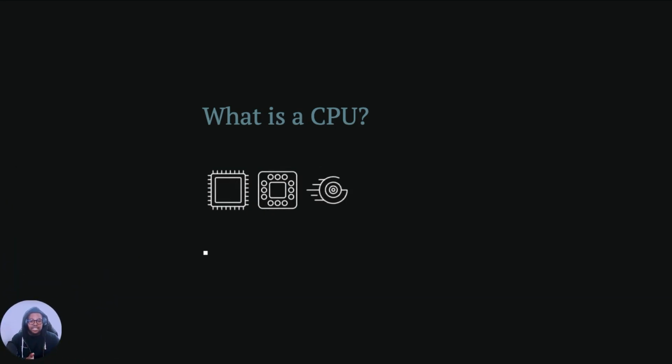If you've ever taken an introductory course in computer science, you're told that the CPU is the brain of the computer. But what does that even mean? The CPU means central processing unit, and quite literally, it is the brain of the computer. So every decision, every calculation, every logical operation flows through it, just like our brain processes thoughts and decision making.